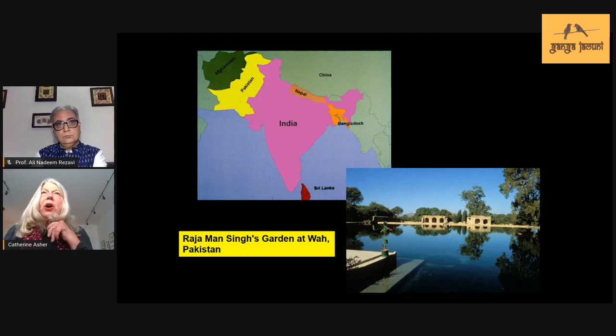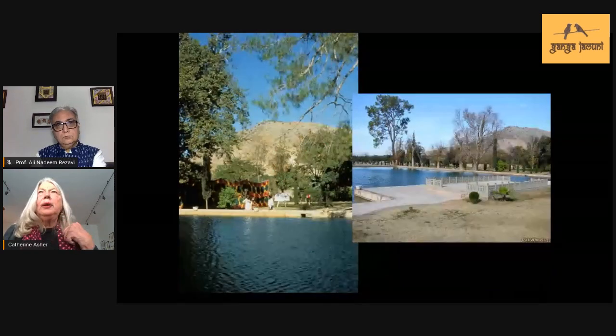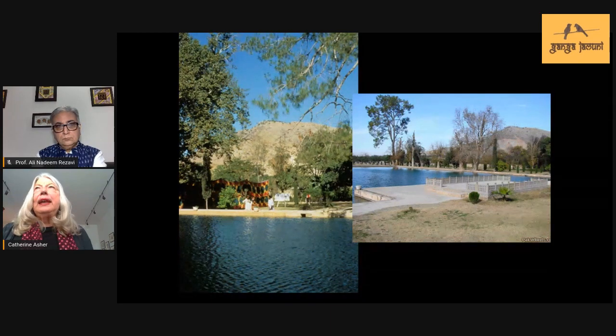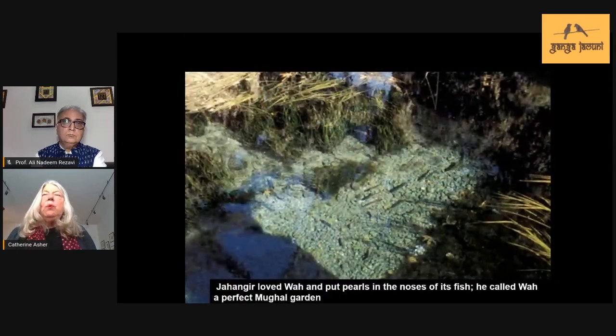This garden that he built is over a natural spring. It becomes enlarged in the later Mughal period. The Mughals were quite keen on Man Singh's Wa garden. As you can see, it's built in the foothills, and it stands against hills and greeneries. The waters are crystal clear even today.